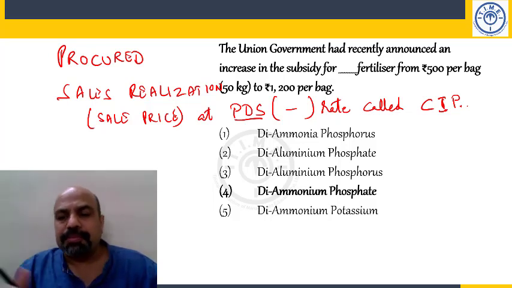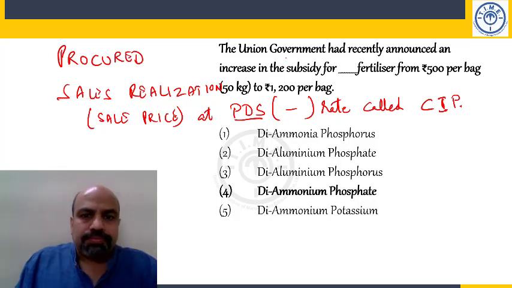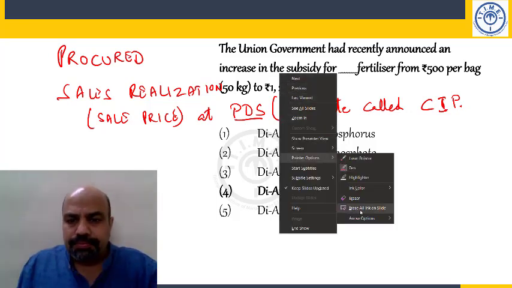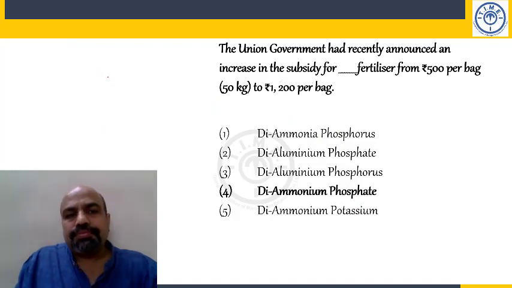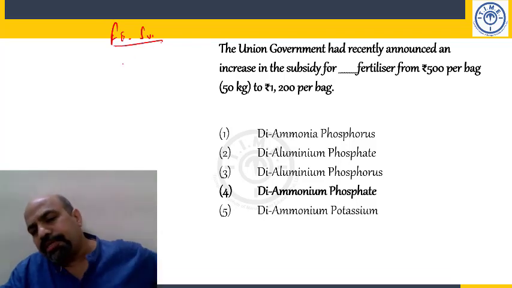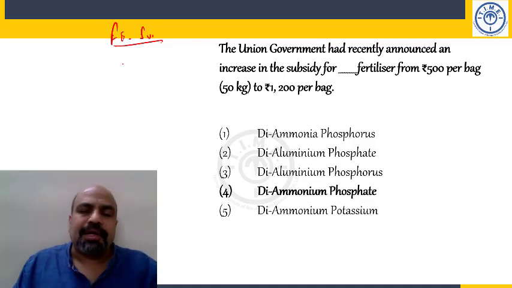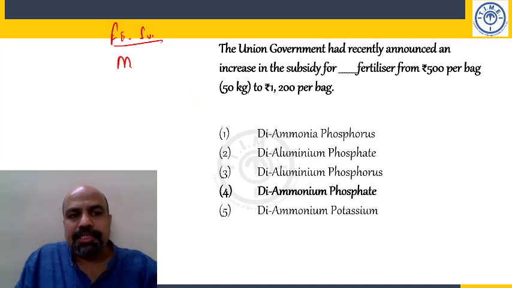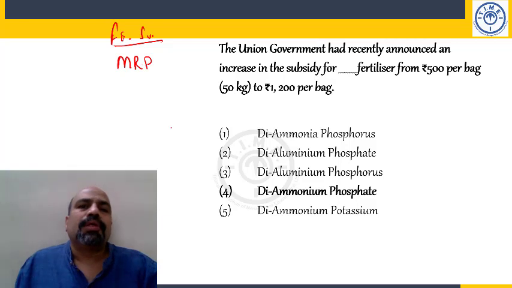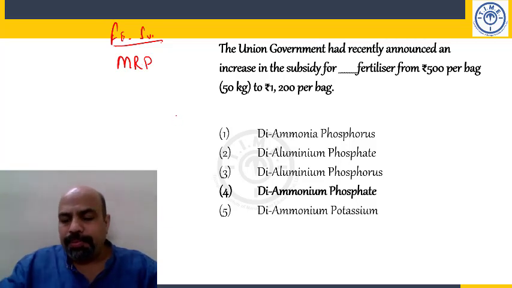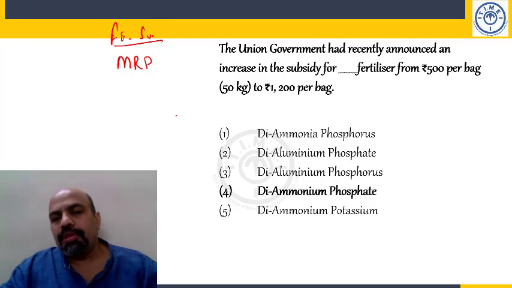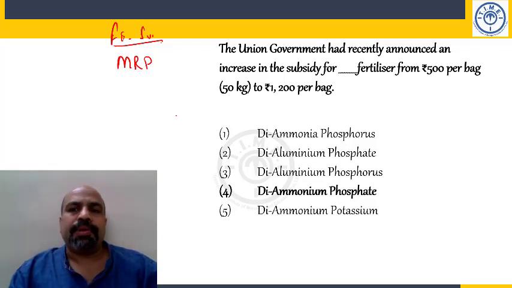Now, leave one line space, write fertilizer subsidy. Write the definition. The central government fixes the MRP of urea sold in the market.